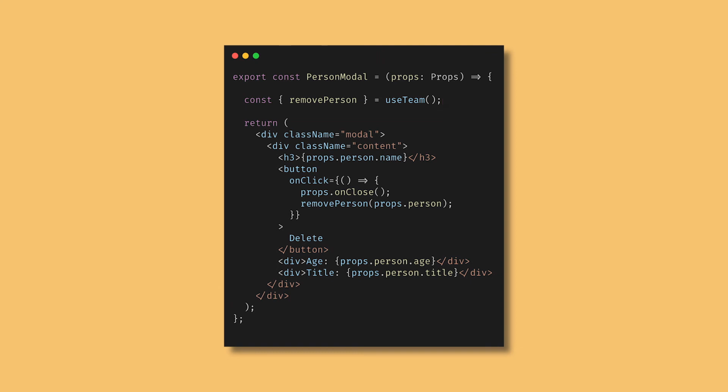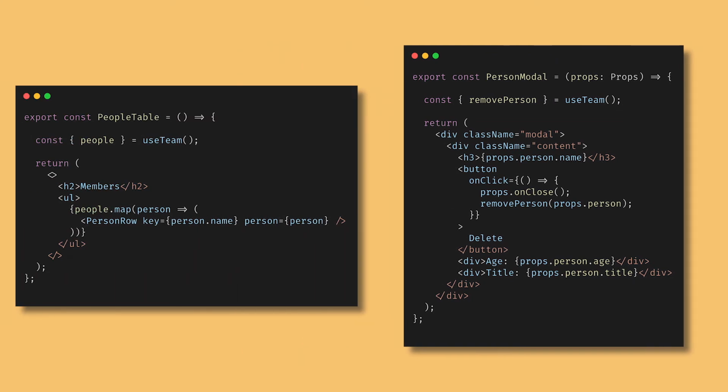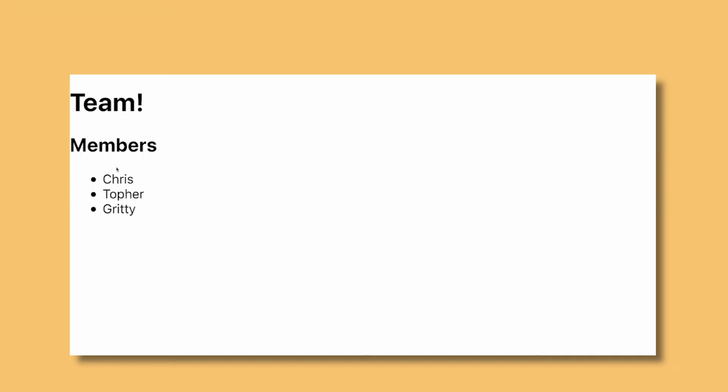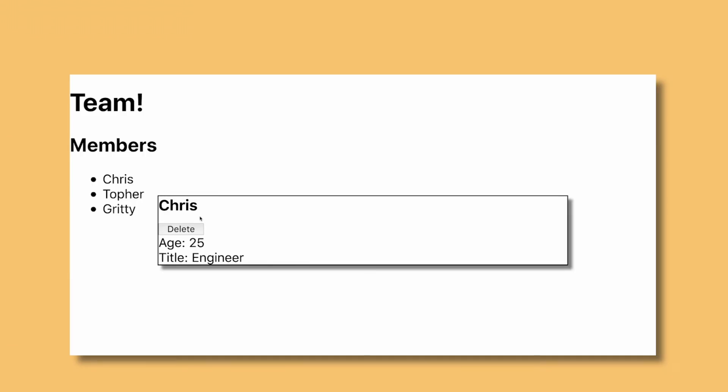This is the real magic of the context. Everywhere that's using people from the context will re-render every time people changes. That means when we use remove person in people modal, the list of people in people table will update automatically.